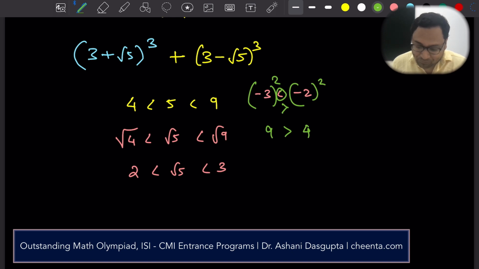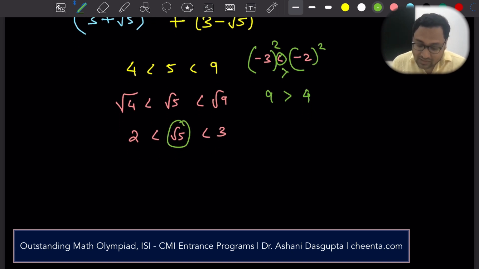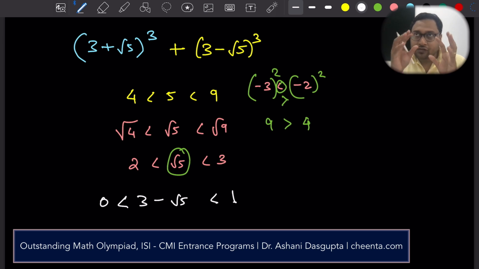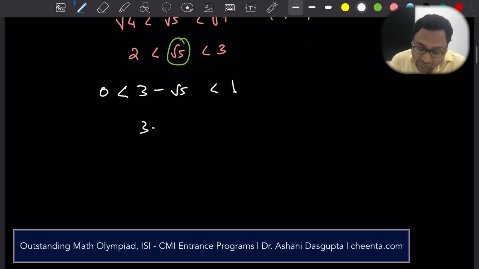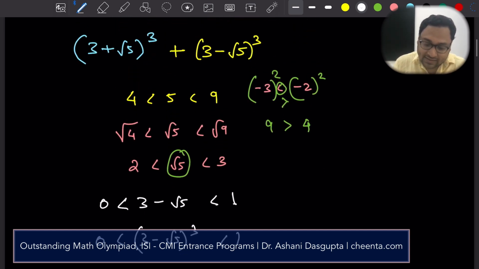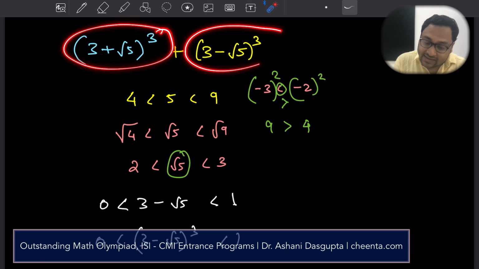Okay, coming back to this. So root 5 is a number between 2 and 3. So 3 minus root 5 is between 0 and 1. If you subtract from 3 something between 2 and 3, then you'll get something between 0 and 1. So (3 minus root 5) whole cube is also between 0 and 1. If you raise a fraction to a power, it will still stay a fraction. Okay, so what if we can show that this sum is an integer?